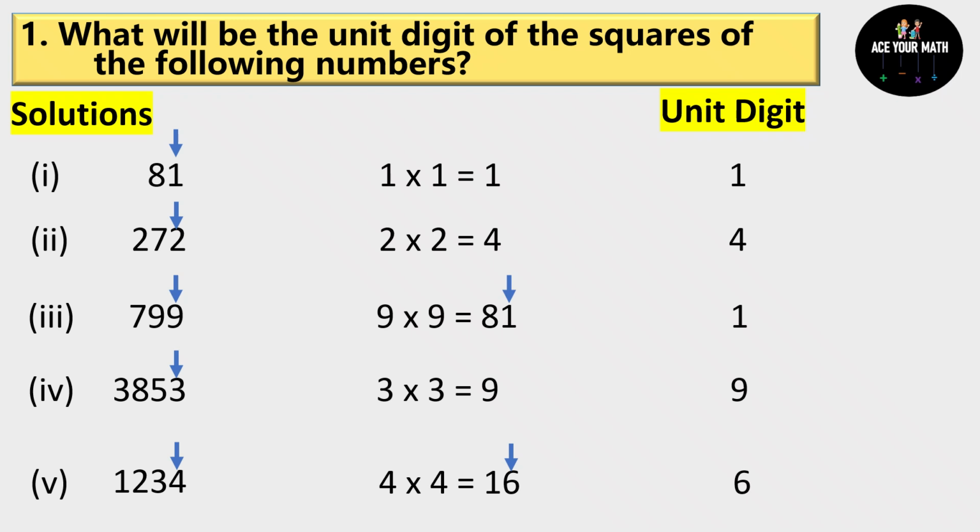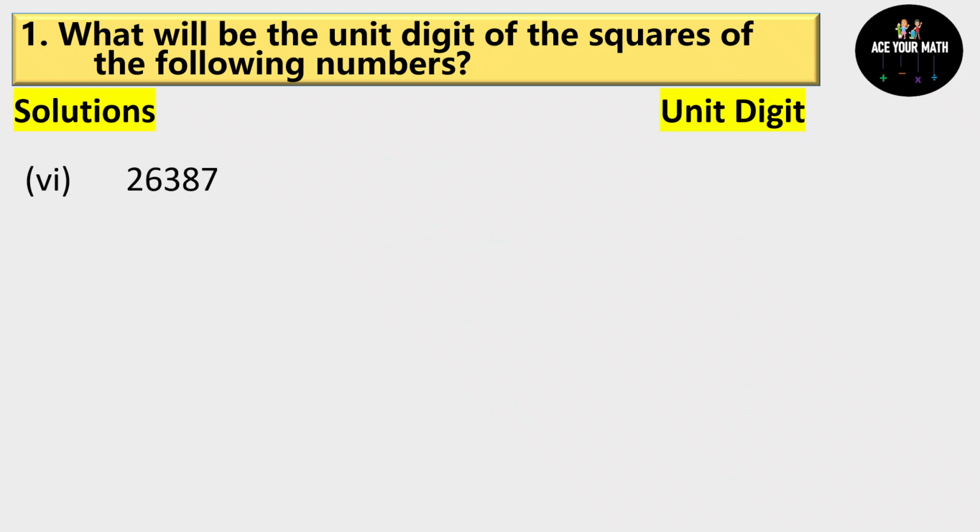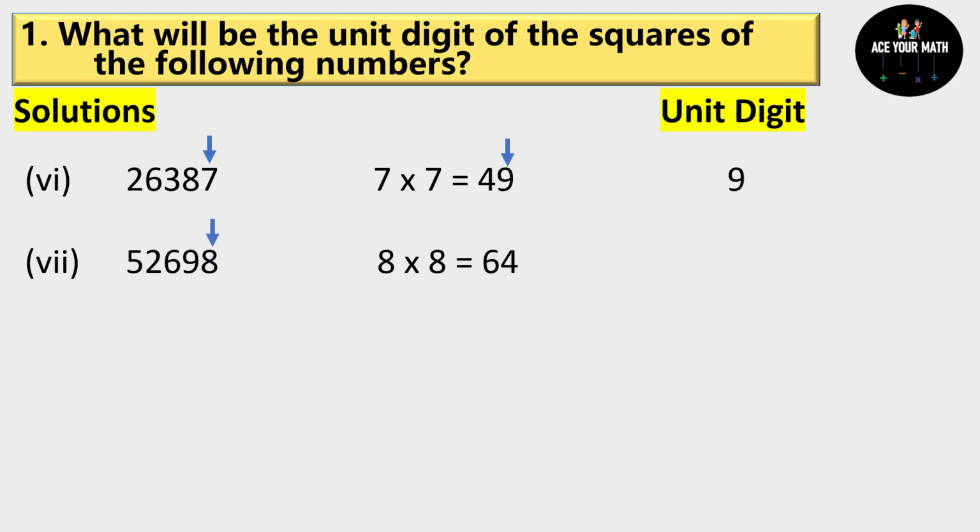Okay. Now see the sixth part. It is 26387. So in this, what is the unit digit? It is 7. So multiply 7 by 7, you get 49. In the 49, what is the unit digit? It is 9. It means when you take the square of 26387, you will get 9 as the unit digit. Now next part, it is 52698. Now unit digit is 8 here. So multiply 8 by 8, you get 64. Unit digit in 64 is 4. So in the answer, you will write 4 as a unit digit.